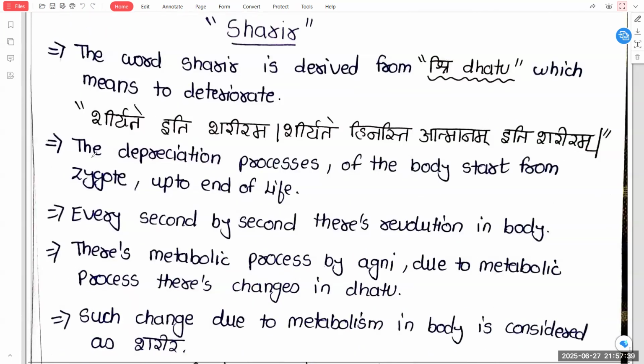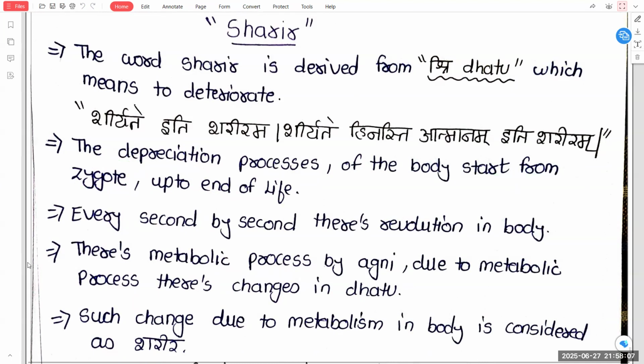So, the depreciation process of the body starts from the zygote up to the end of life. Zygote is basically the union of the fertilized egg and the sperm. So, this is the first step of life. Without the zygote, life will not start. So, from the zygote to the end of life, the body goes through a slow depreciation process.